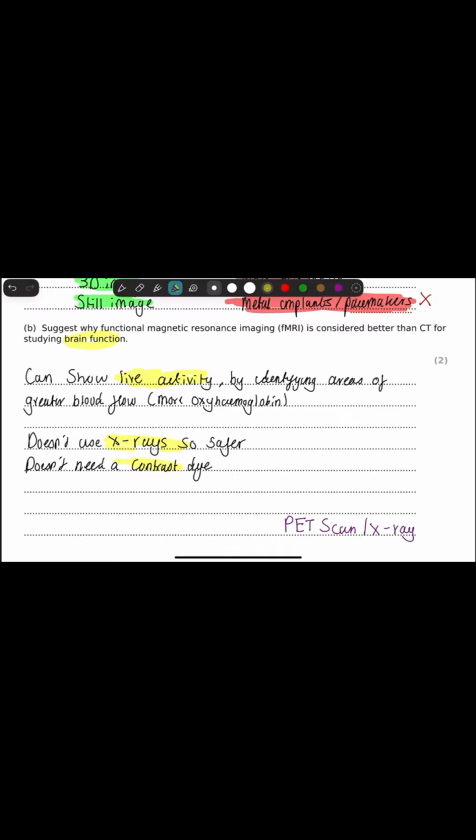Yeah. This one we're just thinking, why is it considered better? We just wanted to list benefits. Other thing I'm just gonna add on, make sure that you look at PET scans and X-rays as well. Those are the other two that you need to know for your course.